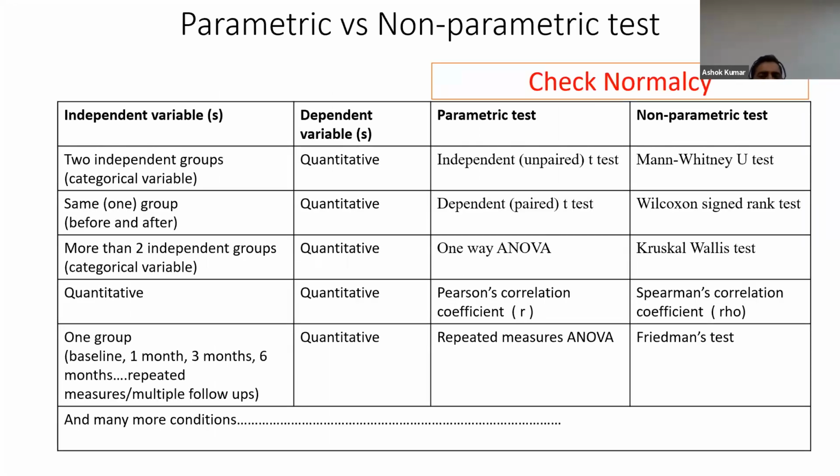So this is parametric versus non-parametric tests. When we talk about it, parametric is a powerful, robust test, and non-parametric tests are weak tests.